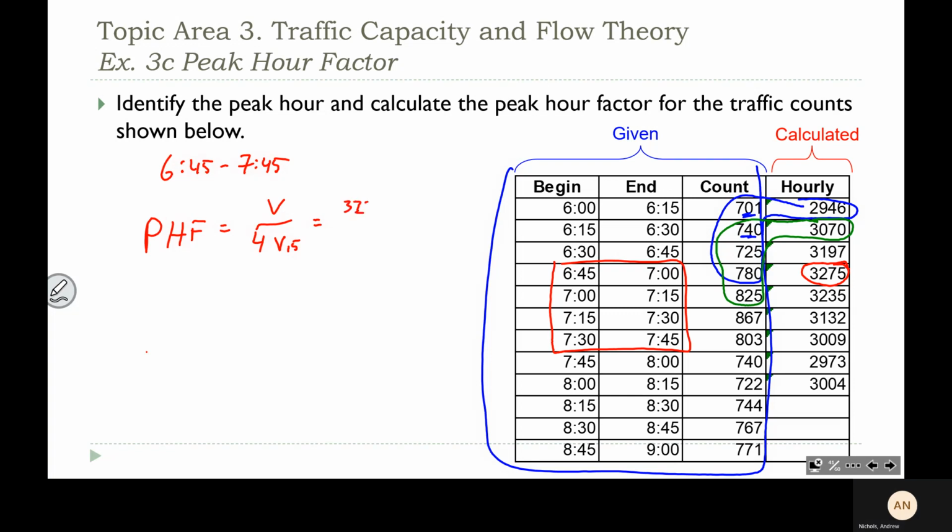3275. 3275. And then what's V15? What's our highest 15-minute volume within the peak hour? So we're only looking at these 4. So what's the highest? 867.